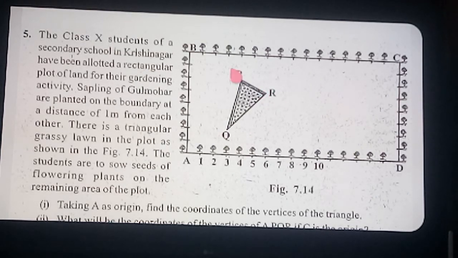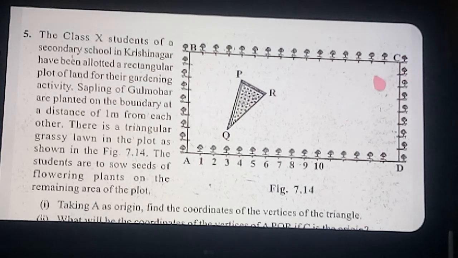So in this way, you keep the scale for counting. That will be very nice. Very easily you will get the answer. Okay. So in this way, you can find out the coordinates of triangle PQR with respect to the origin A and with respect to the origin C. Clear? Okay. Once more, repeat.